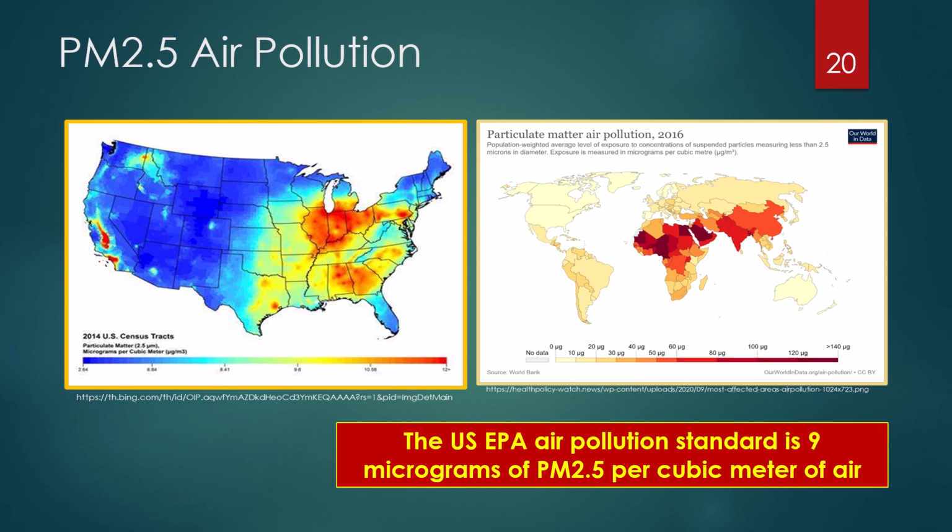These graphs show the PM2.5 air pollution levels globally and with more detail in the United States. The worst areas of the globe for PM2.5 pollution being Africa, the Middle East, the Indian subcontinent, and Asia. In the United States, the worst areas of PM2.5 pollution are on the East Coast, the southern United States, and eastern parts of the Midwest, particularly the states of Illinois, Indiana, and Ohio. The US EPA air pollution standard is 9 micrograms of PM2.5 per cubic meter of air.